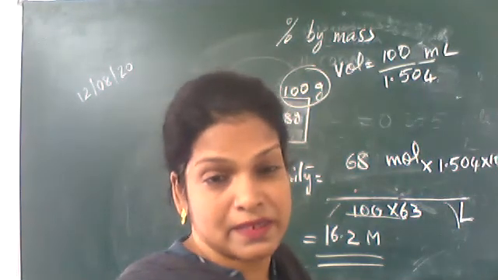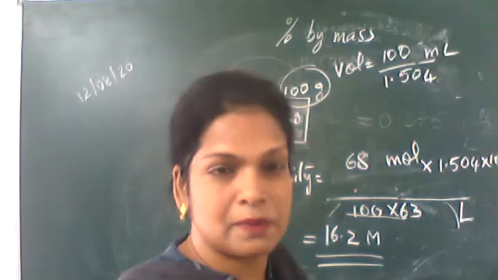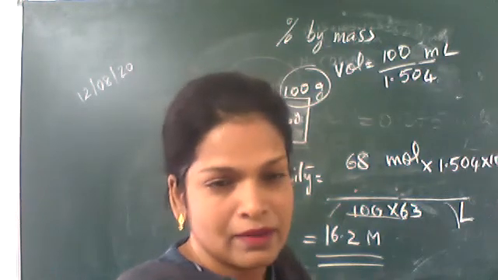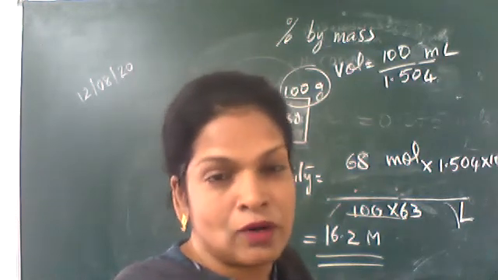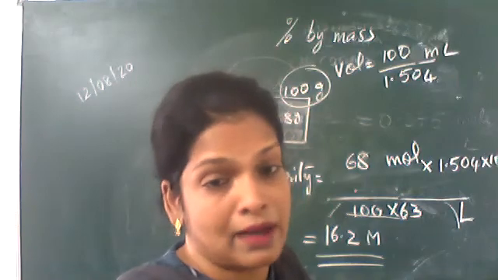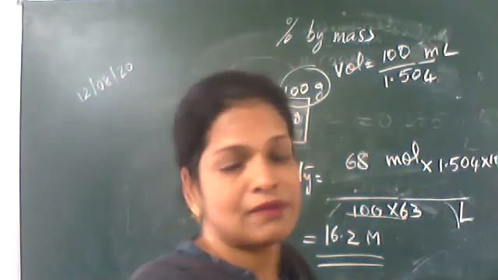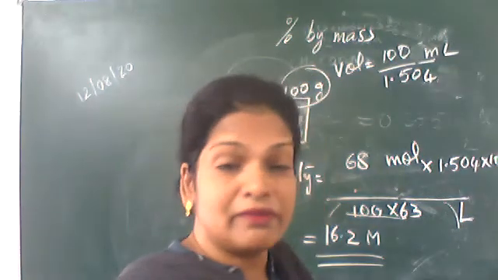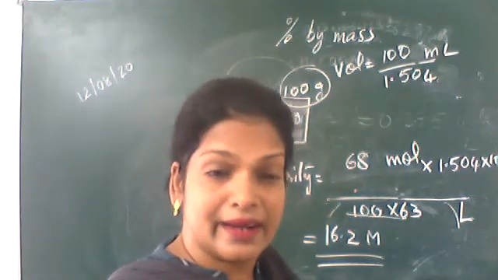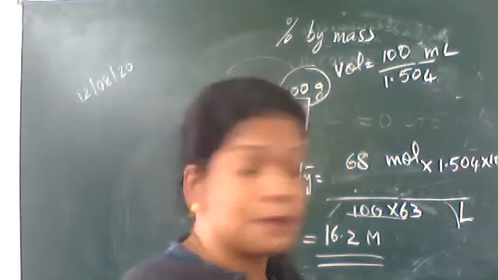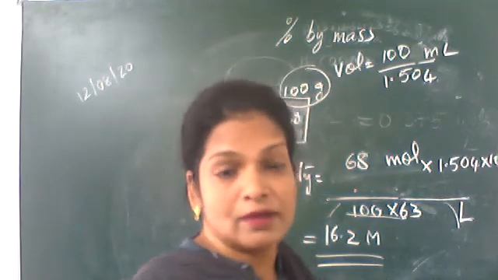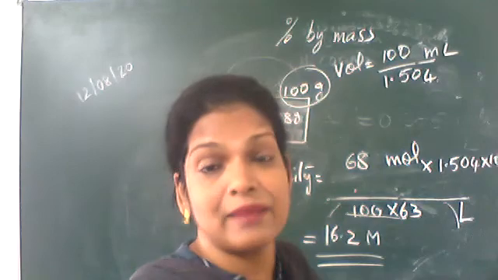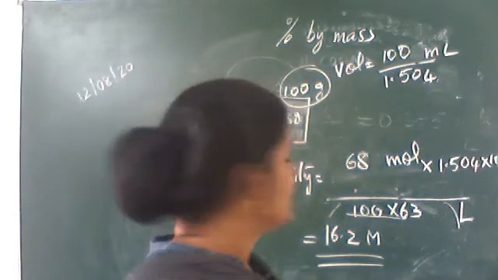Whenever you see percentage by mass, they will write percentage by mass. If they write percentage by volume, you have to consider 100 ml. That is not there for you now. Whenever it comes, I'll tell you. So what you have written, whenever you see percentage by mass, consider 100 gram solution. Note number 2.